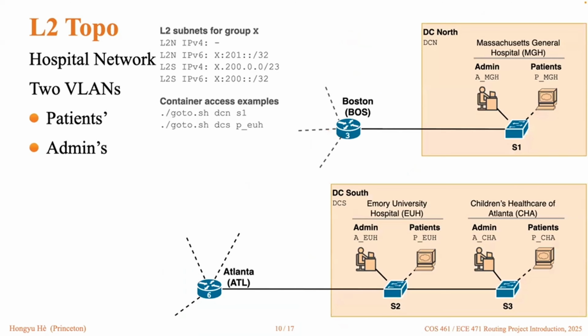This is the L2 topology. It's the hospital networks. And each network has two VLANs. They are physically connected to one broadcast domain, but you need to separate them into two logically separate local area networks, one for the patients, one for the admins.